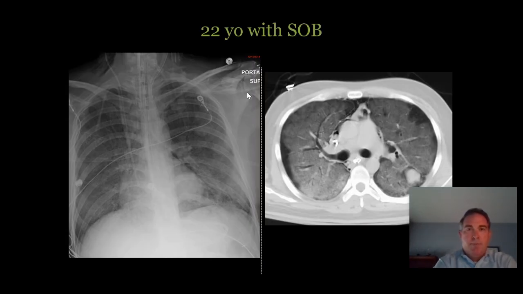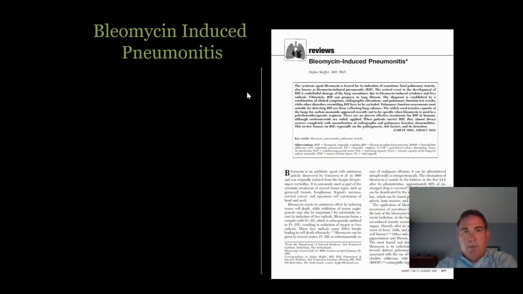Young man with shortness of breath. He has lung mets and diffuse severe ground glass opacities, testicular cancer. You want to be thinking about drug toxicity. If you hear testicular cancer, shortness of breath, diffuse ground glass opacities, bleomycin is probably one of the more common drugs that will cause this pattern. In the chest, I would say amiodarone's a big offender. Bleomycin is not common, but certainly a bad actor.